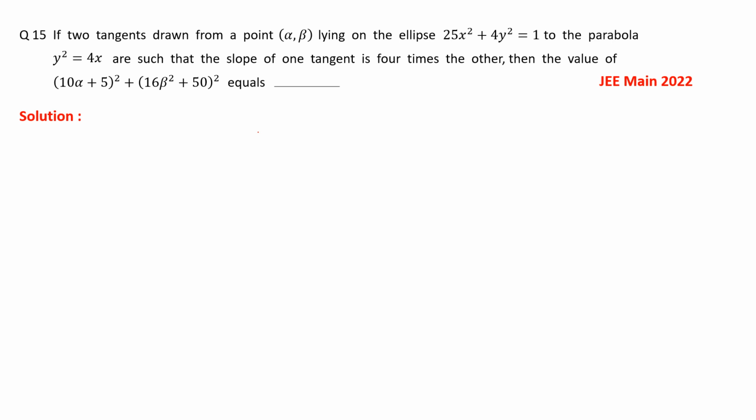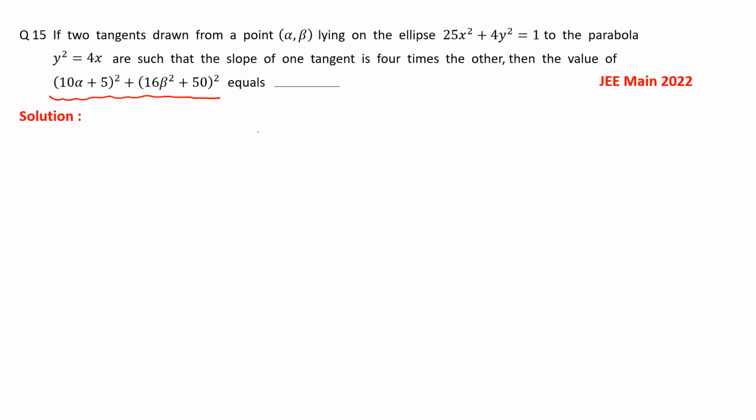It says if two tangents drawn from a point alpha comma beta lying on the ellipse 25x square plus 4y square equal to 1 to the parabola y square equal to 4x are such that the slope of one tangent is 4 times the other, then we have to find the value of this particular expression.